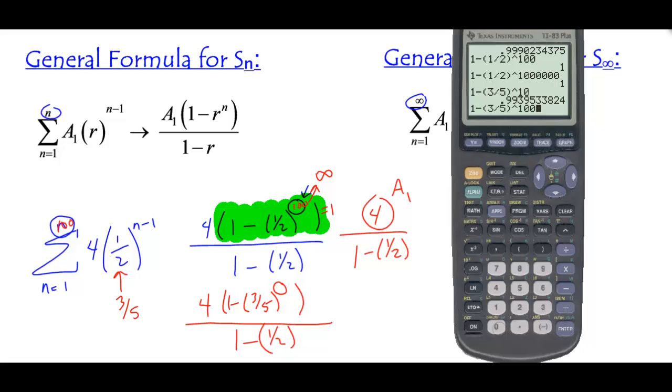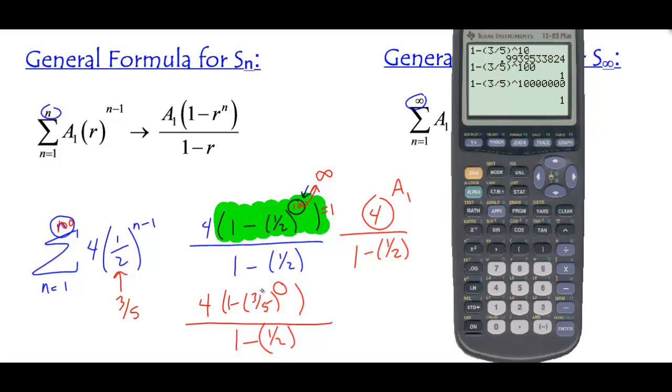So let's make it 100. Oh, I get to 1. And if I keep making it larger and larger and larger, I go to 1. So as this number gets larger, this goes towards 1. Let's think about why that happens.